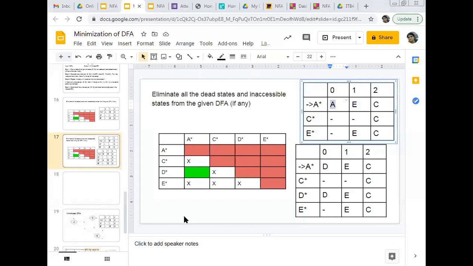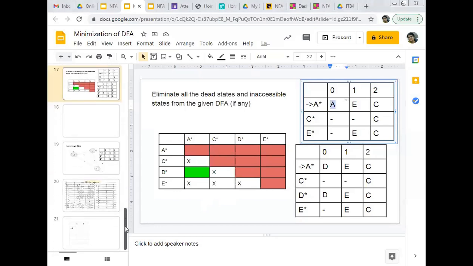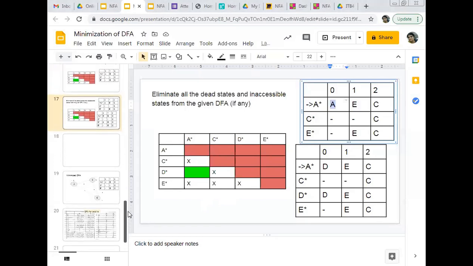Okay, this is the Myhill-Nerode theorem. Any doubt in this, students? Is this clear? Everyone got this?